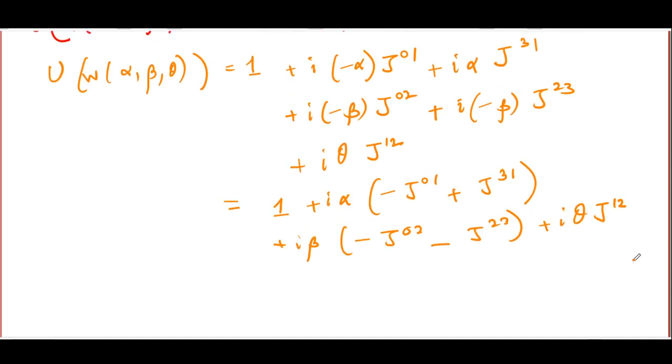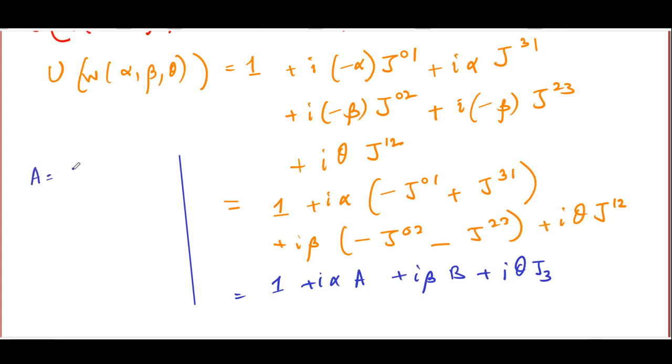And remembering our identification of the boost J01, J02, J03 as the boost generators K1, K2, K3, and corresponding identification for the spatial index J's with the angular momentum components, can immediately write this down as identity plus i alpha A plus i beta B plus i theta J3, where A and B are simply the following: minus J01 plus J31, that's our A, and B is minus J02 minus J23. And using the identification, this is minus K1 plus J2, and this is minus K2 minus J1.